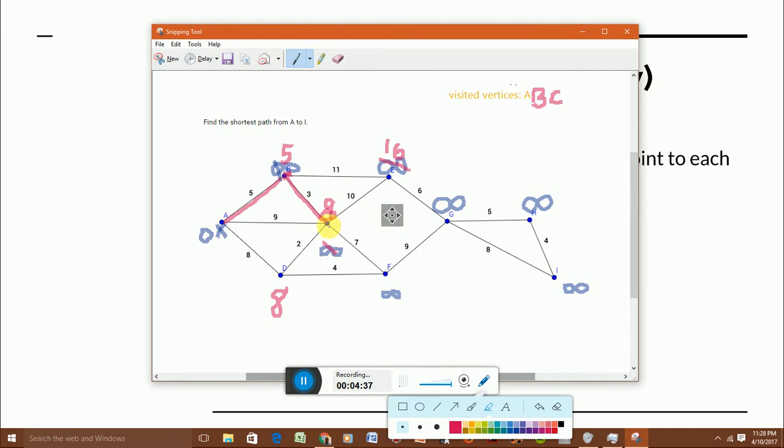We're going to do the same thing from C. We could do 8. From C to E will be 18, but because that's bigger than 16, we're not going to keep it. From C to F, that will be 15, so we do want to keep that right there.